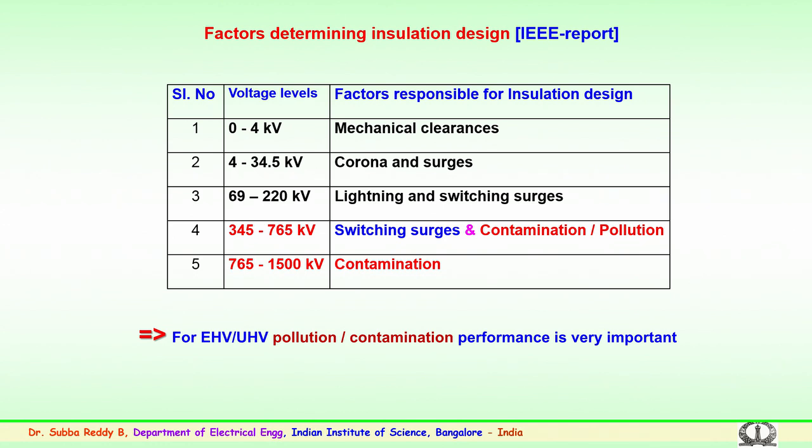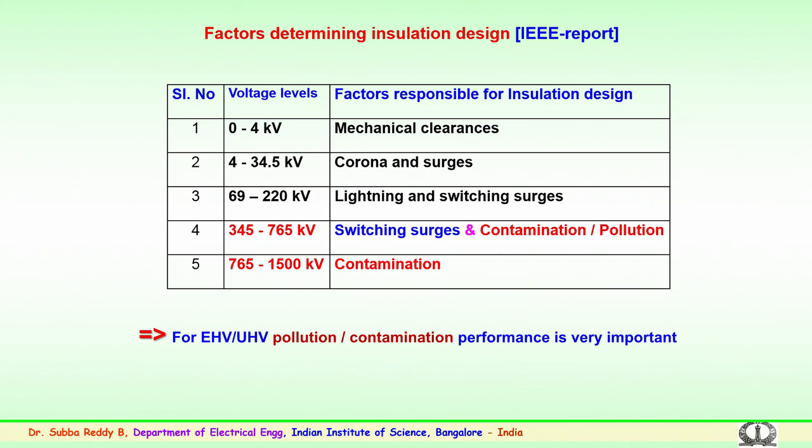Above 220 kV, that is 400 kV, which we normally call extra high voltage levels, and ultra high voltage levels up to 765 kV or 800 kV, apart from lightning, the switching surges and contamination or pollution dominate the insulation design.